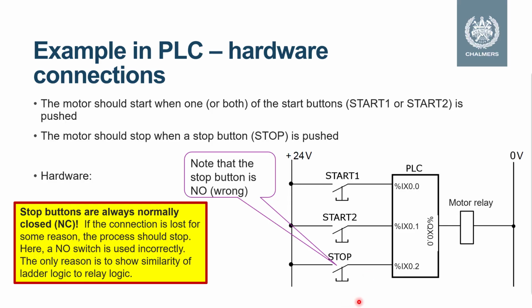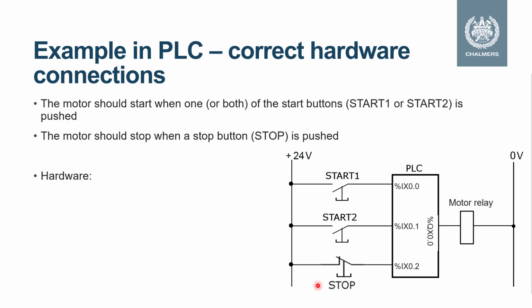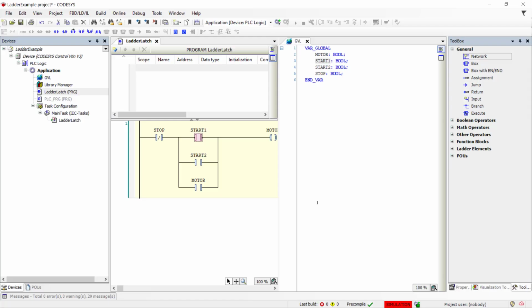Remember that the connection that I have been using is with the wrong type of stop button. What should I do if I had the correct type of stop button, the normally closed one? Then we have a normally closed contact here, which means that this signal will be high until I press stop. Then it will be low. Go back to CODESYS. So if the stop button is not pressed, the signal stop should continue to be true. And as long as the stop button is not pressed, we should be able to start the motor.